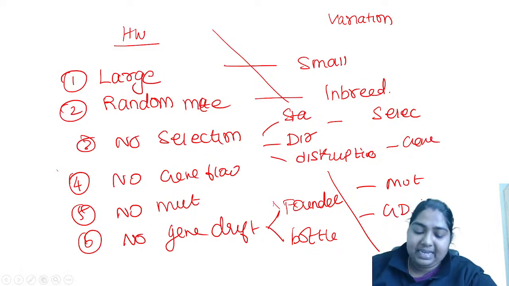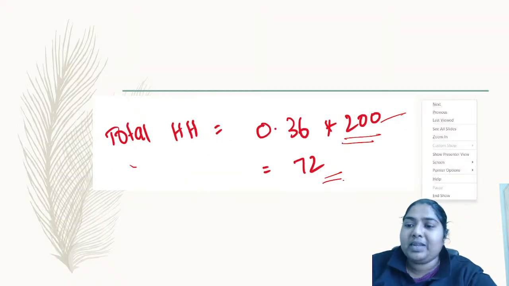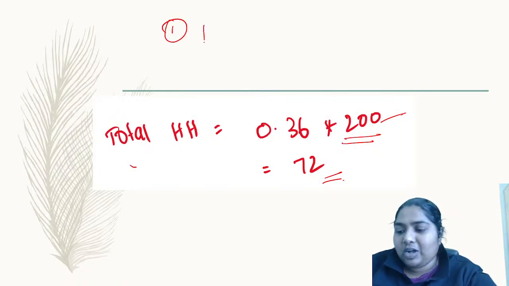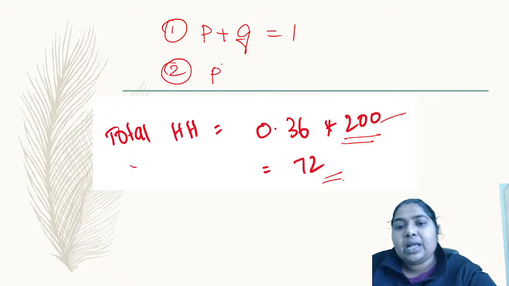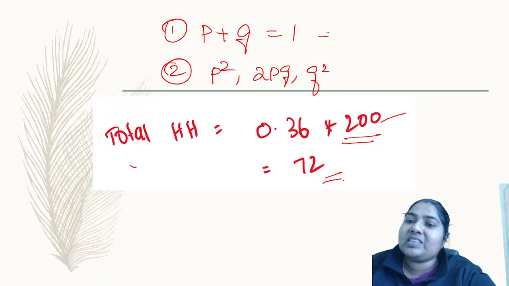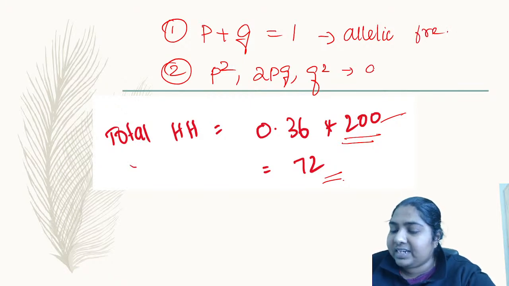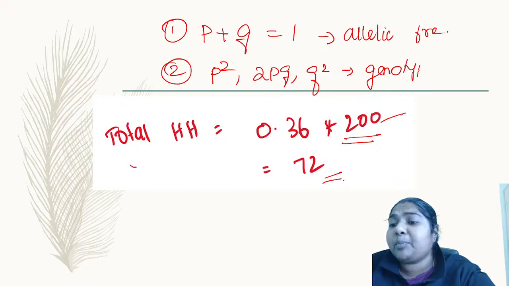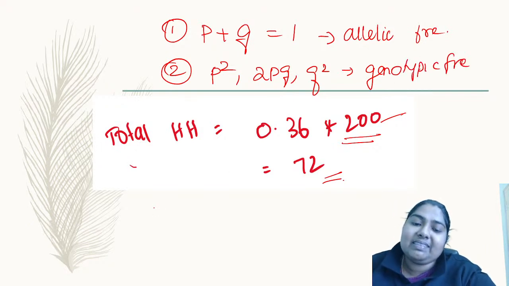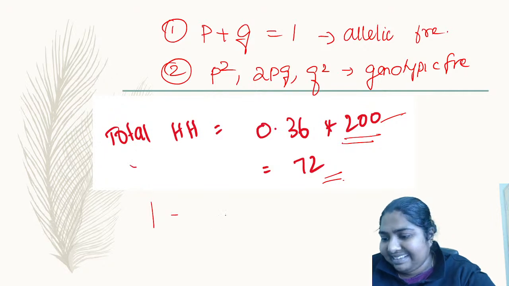Apart from that we saw two major formulas, isn't it? Number 1, we saw that p plus q is equal to 1. We will use this whenever they have given the word allelic frequency. Number 2, we saw that p squared plus 2pq plus q squared equals 1. This will be used whenever there is the word genotypic frequency.